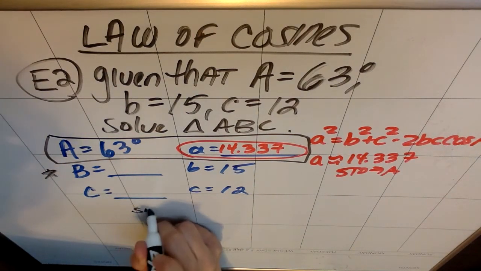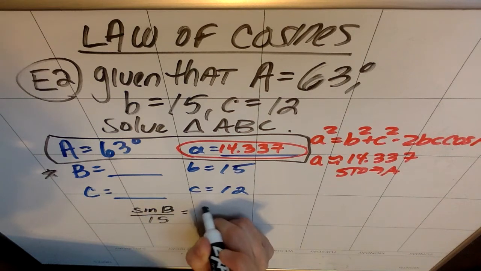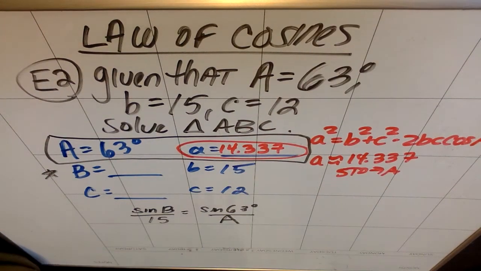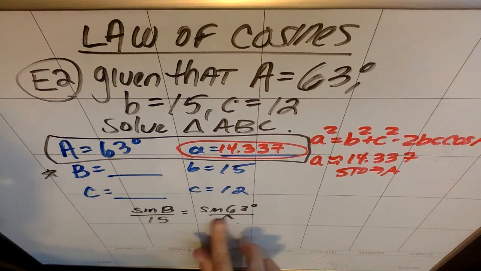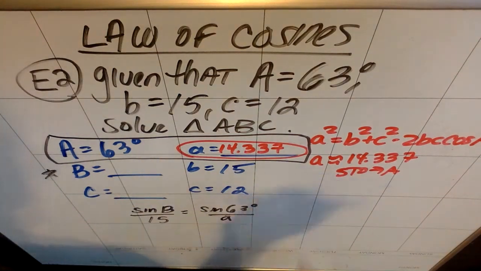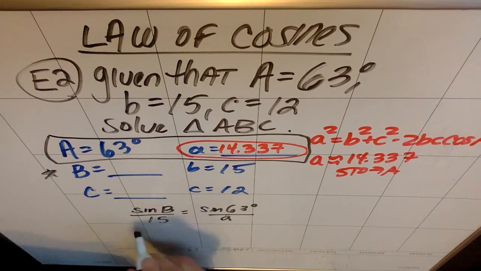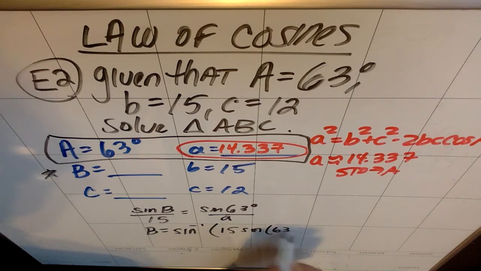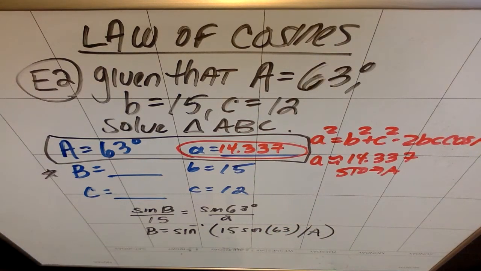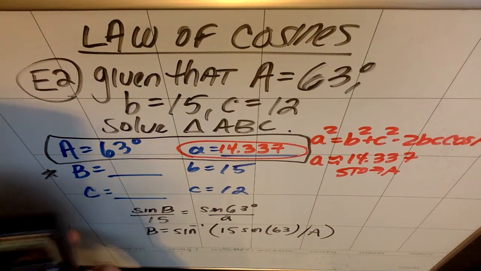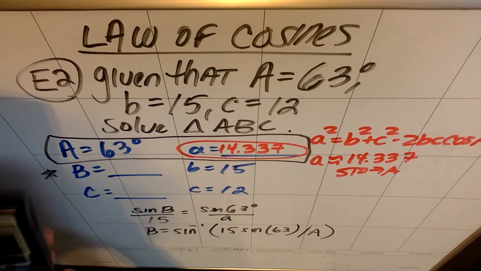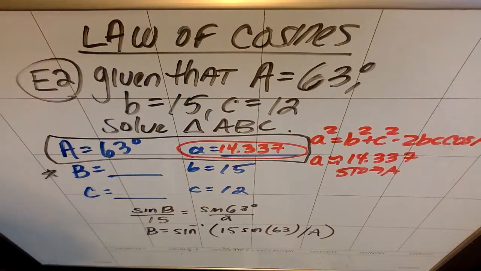So I know that sine of big B over 15 should be sine of 63 degrees over the thing that I just called a, the capital A that I stored in my calculator. Technically, it's lowercase a, and you can call it that if you want to use that notation, but I know that it's stored in my calculator as capital A. So if I want to solve for B, I'm going to multiply the 15 over and then take the inverse sine. So B is going to be the inverse sine of 15 sine of 63 divided by the thing I stored in my calculator as capital A. So I type in second sine for the inverse sine, 15 sine of 63, close the parentheses, divided by alpha A, and I hit enter, and that's going to give me my B.